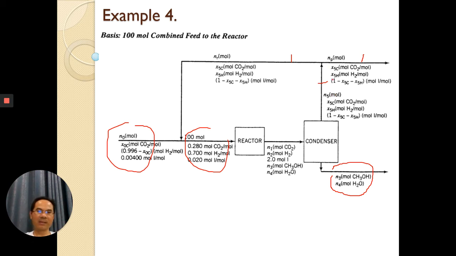This stream has the same composition but a different amount. X5C for the purge and the recycle is the same, as it is the same as out of the condenser. The hydrogen fraction X5H is the same, and inert is the same. The streams have the same composition but differ in amount. Okay, you have drawn the flow chart completely.